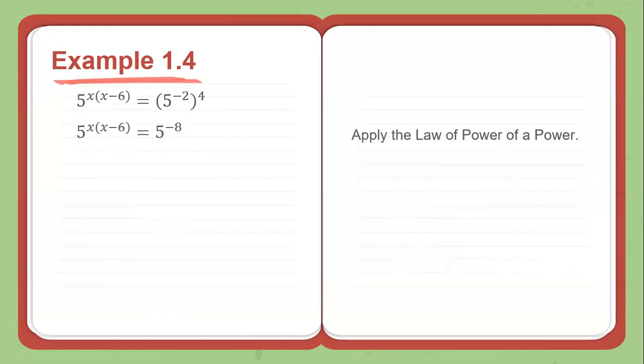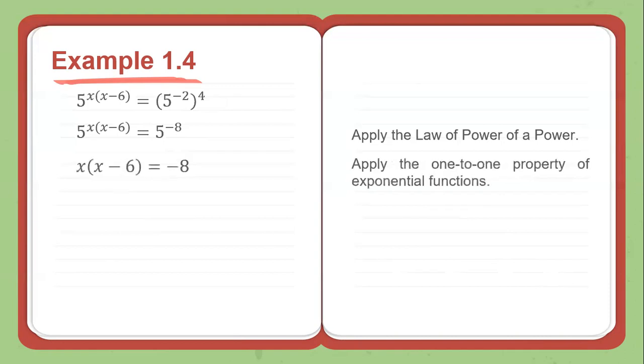Moving forward, applying the law of power of a power in the right side of the equation, we will have 5 raised to negative 8. And now, since both sides of the equation are expressed as the power of the same base, we can apply the one-to-one property of the exponential function. We can obtain x times x minus 6 is equal to negative 8. Simplifying it would yield x squared minus 6x plus 8 is equal to 0, which is a quadratic trinomial.